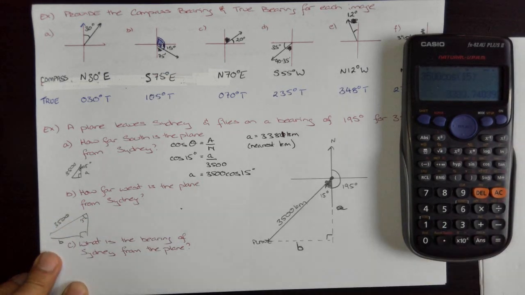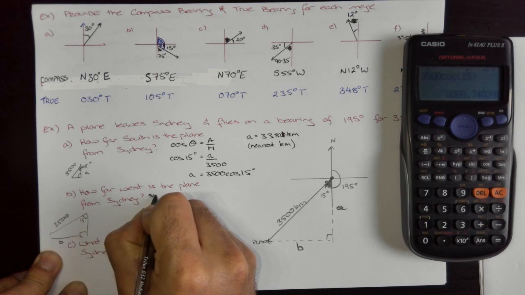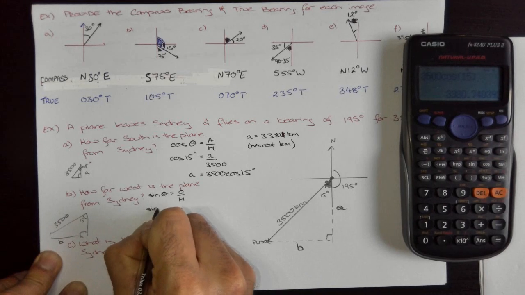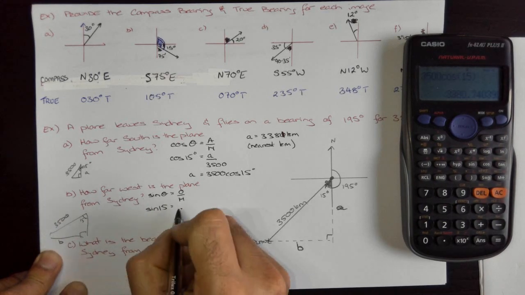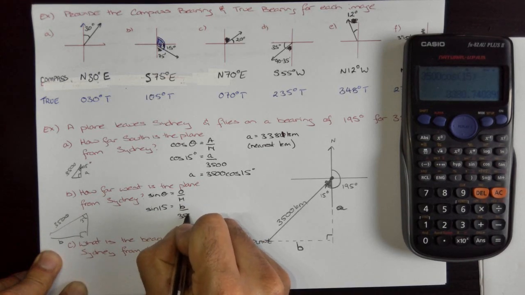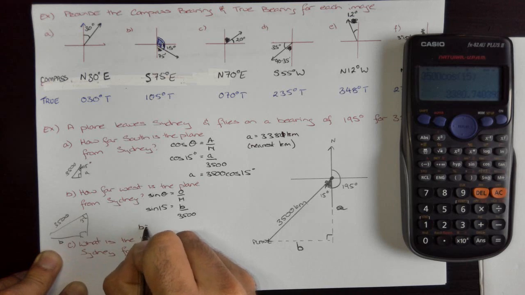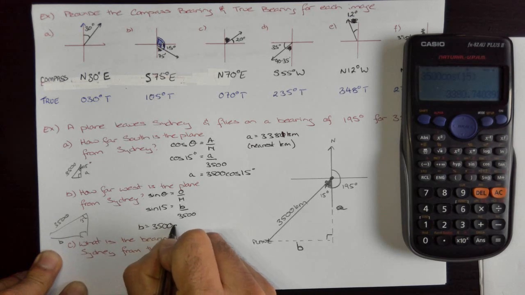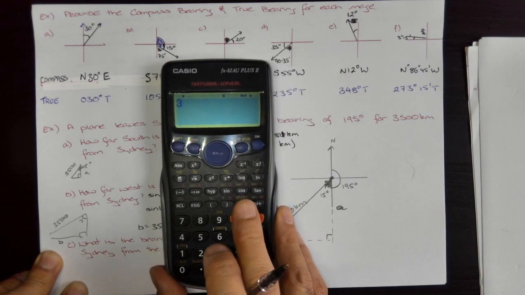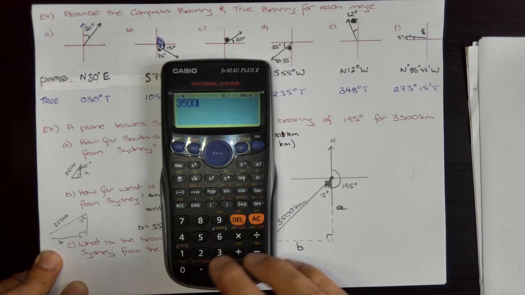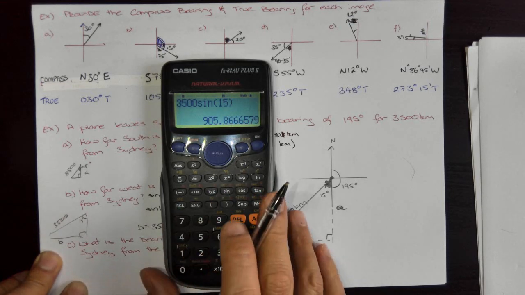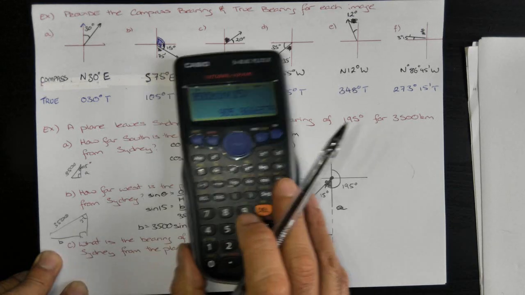Yep, so I now have sine. So sine theta equals O over h. Sine 15, because theta is 15. Opposite is what we don't know, and the h is 3,500. So B is worth 3,500 sine 15. Using our calculator, 3,500 sine 15 gives us, and let's do it to the nearest kilometre again, so 906 kilometres.